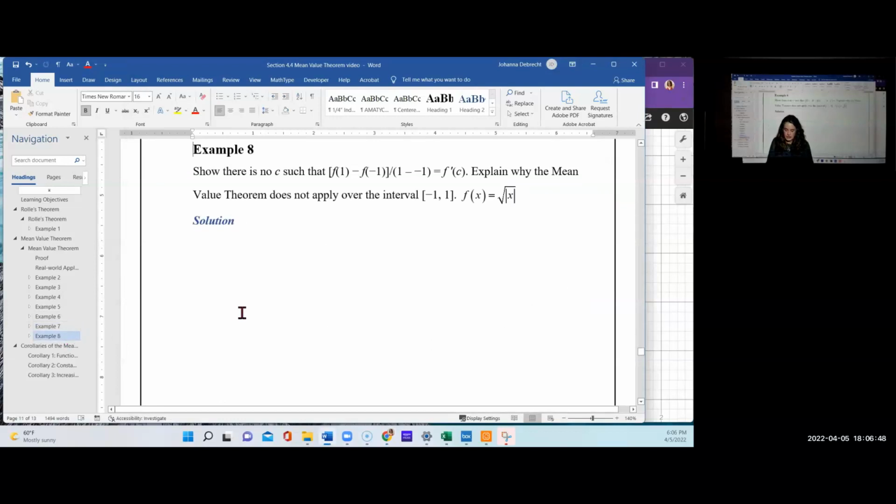Let's take a look now at number 8. Number 8 is a similar problem. Show that there is no c such that the slope of the secant line is equal to the slope of the tangent line, and explain why the mean value theorem fails over the interval from -1 to 1. Again, we want to think about what could be causing a problem here. It's the absolute value. Think about what the absolute value of x looks like. Yeah, it's got this sharp corner on it. Now, it's not a problem having the absolute value under the square root because the absolute value will take any value and just return its magnitude.